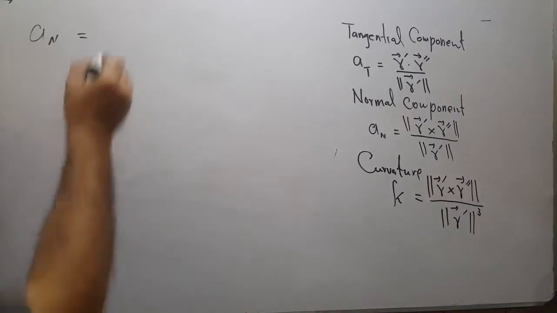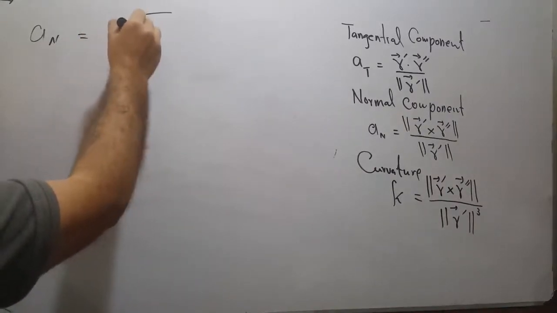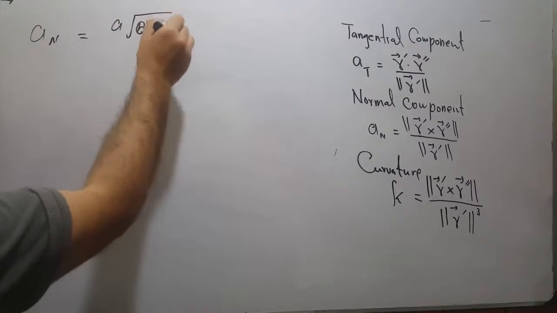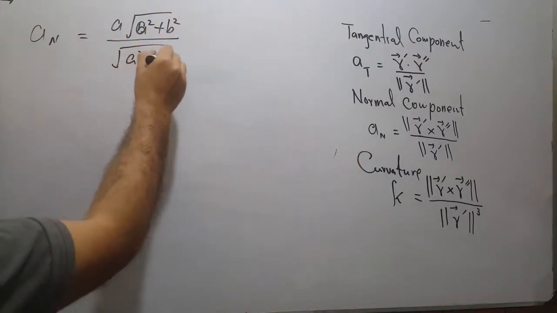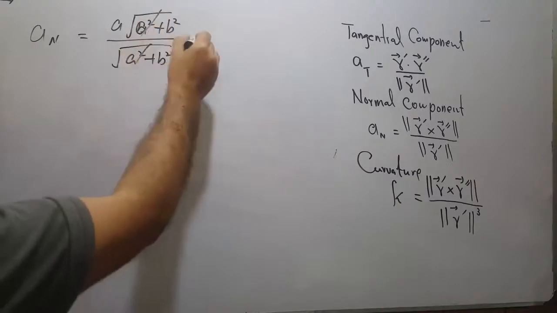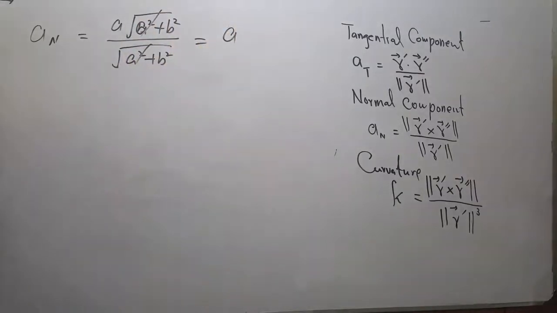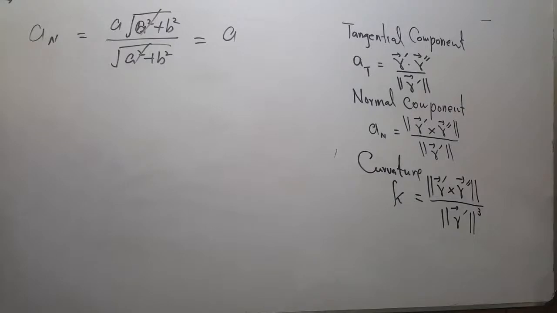So now we substitute the values in the formula, and that one we already knew was the square root of a square plus b square, so they cancel each other out, and we have the normal component equal to a.